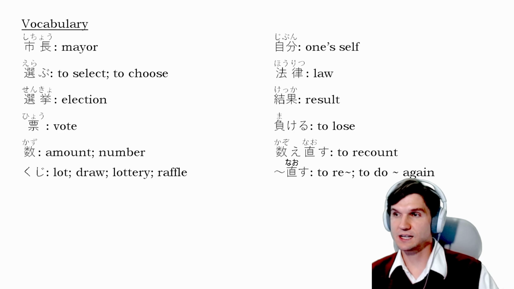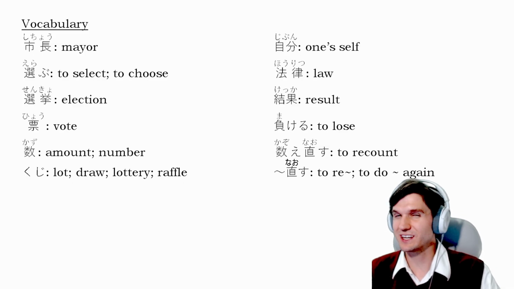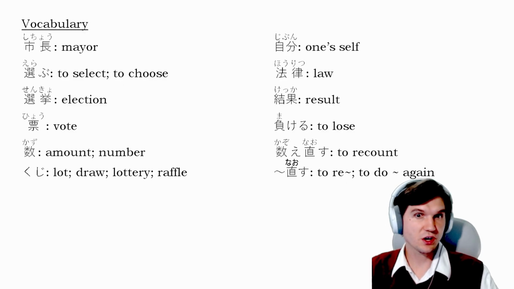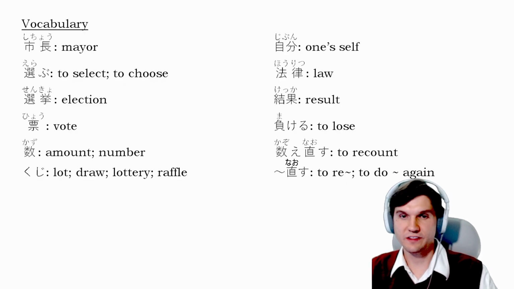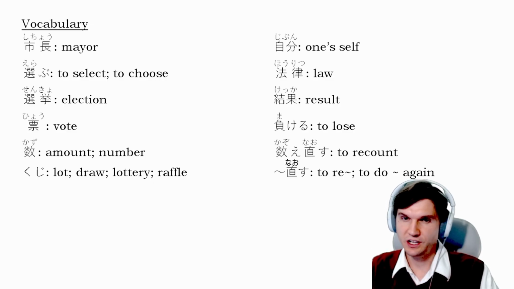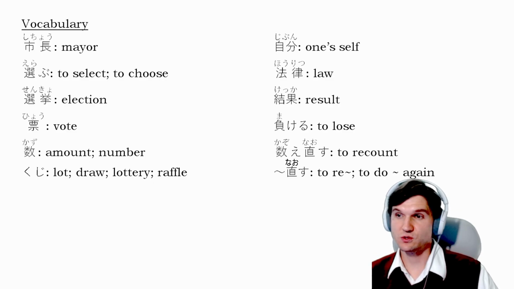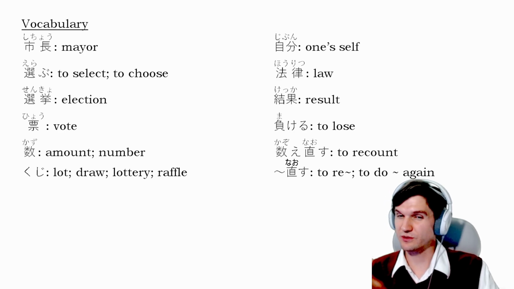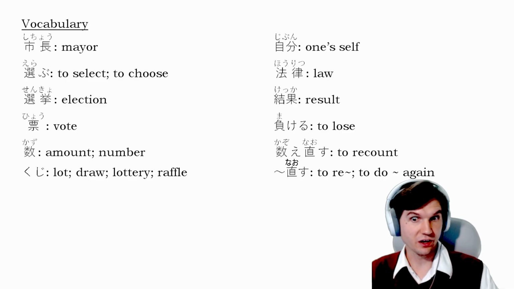Then we have 数, a number or an amount. And we have くじ, a lot. You draw a lottery or a raffle, pretty much anything where you determine something randomly. We call that くじ. Outside of the train stations, you'll see these lottery stations where you can buy lottery tickets. Those are called 宝くじ, treasure くじ. So those are also くじ. And then we have 自分, which is oneself. You can also refer to other people about their own things. You can use 自分 or 自分の.